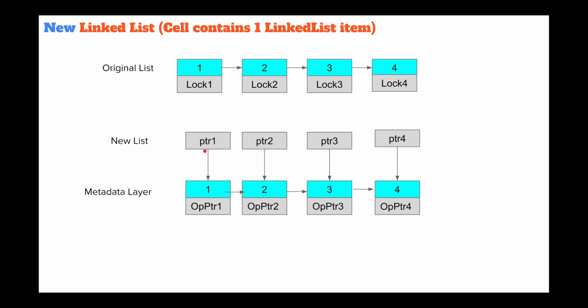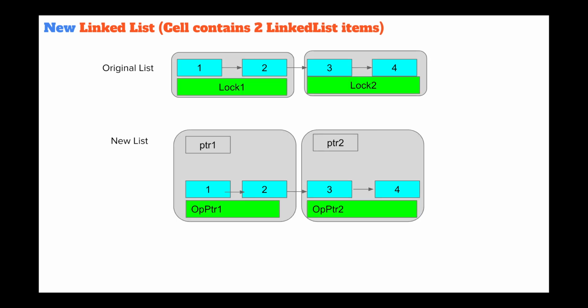Here we have considered one node as one block, but it need not be the case. A cell contains one linked list item. Based on the fragmentation rule that Hurley proposed, we can have multiple linked list items inside a cell. It could be that we have 1 and 2 in cell 1 and then 3 and 4 in cell 2. Similarly, in the new linked list, instead of a lock we can have an op pointer for the cell, and 1 and 2 will have a shared op pointer entry.